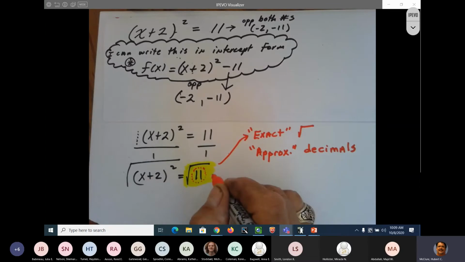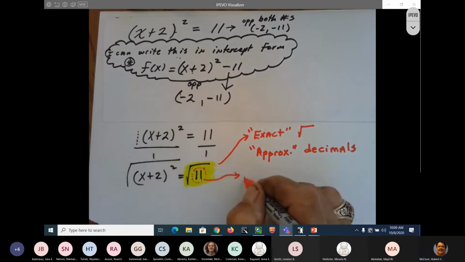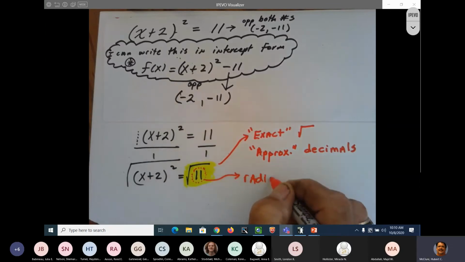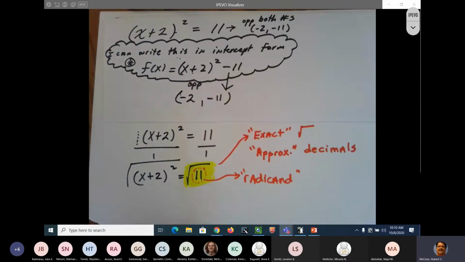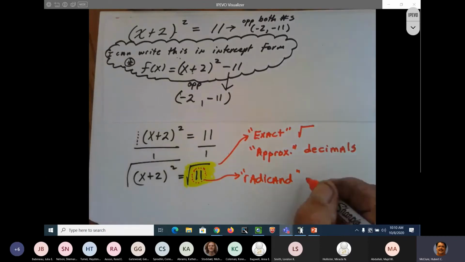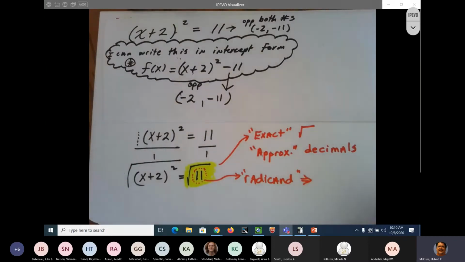It used to be called the radicand. In all other maths, it's called the radicand, R-A-D-I-C-A-N-D, I believe. But when you start using it with completing the square, it's called the discriminant.